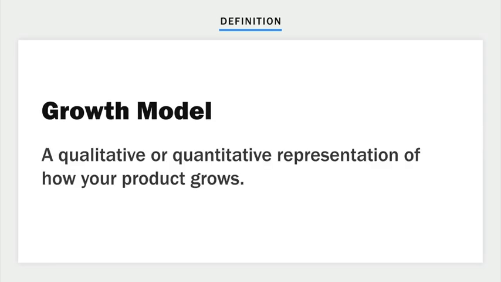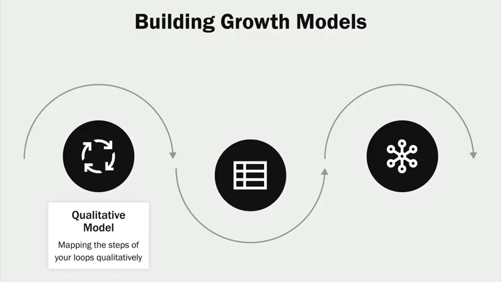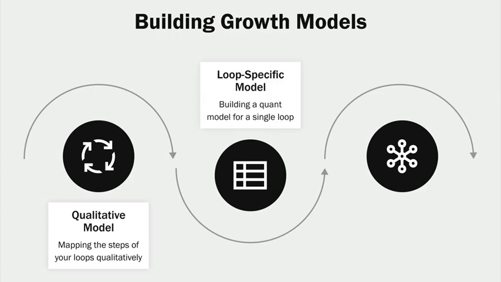A growth model is a qualitative or quantitative representation of how your product grows. It answers that question in a qualitative or quantitative way. So there are 3 different types of growth models that we're going to go through building in this module. A qualitative model, which is mapping out the steps of our loops. A loop-specific quant model, which takes a single loop and translates it into a quantitative spreadsheet, and an end-to-end quantitative model that combines all of the different interactions within our product in a quantitative representation.